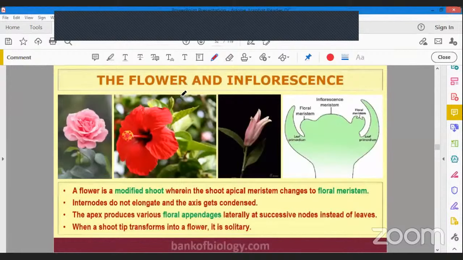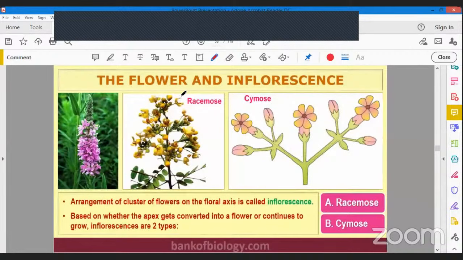Done. So we go to the next part. What is inflorescence? The arrangement of flowers on a floral axis is called inflorescence. Based on whether the apex gets converted into a flower or continues to grow, if it is continuing to grow, it will be an indefinite growth, or else sometimes it will have a single small flower. So we have two types. One is racemose, the other one is cymose.